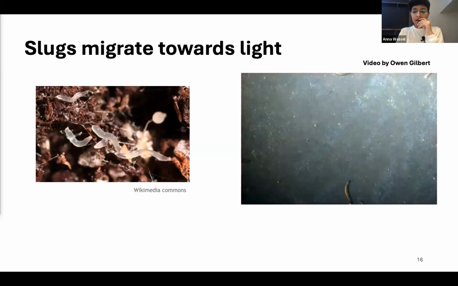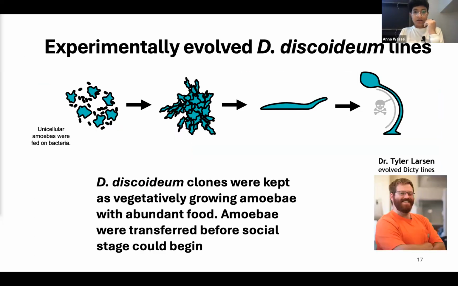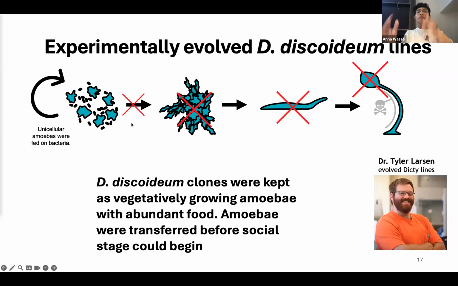And like I said, experimental evolution is the strength of these microbial systems, and Dictyostelium provides an additional benefit of having the unicellular and multicellular life stages separate so that you can manipulate them. So in this experiment that was done by my friend, Dr. Tyler Larson, he evolved Dictyostelium in a vegetative state such that these amoebae were fed with abundant nutrients and had no reasons to enter multicellular development, so they should stay as single-celled organisms.